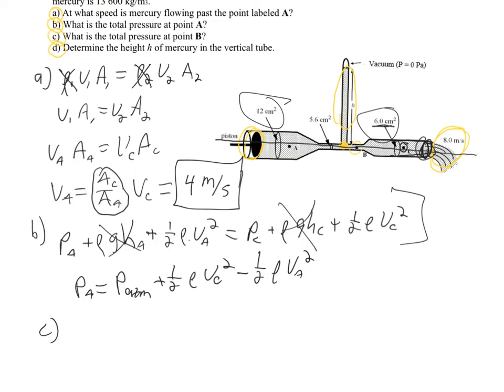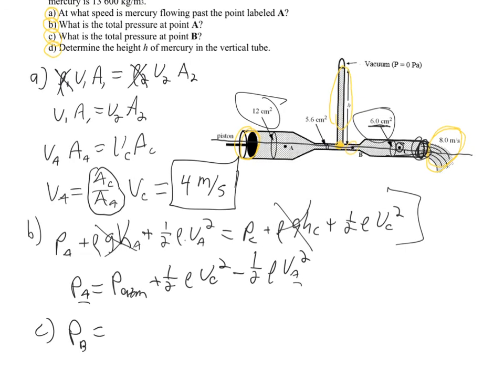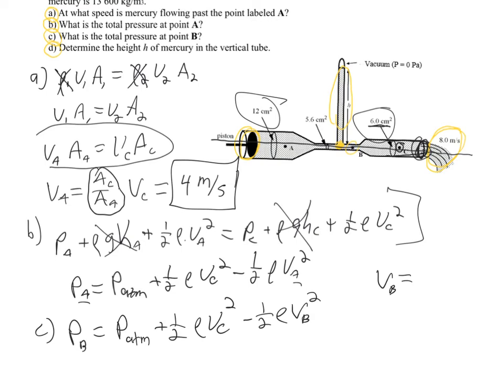For part C, you do the same thing. All of these A's become B's because we're looking at point B now. I apologize. So to find the pressure at point B, it's just going to be equal to atmospheric pressure plus 1/2 rho velocity at point C squared, which we already know is 8, minus 1/2 rho velocity at point B squared, which we don't know, so we have to use the same continuity idea that we used up here to find the velocity at point B as well.